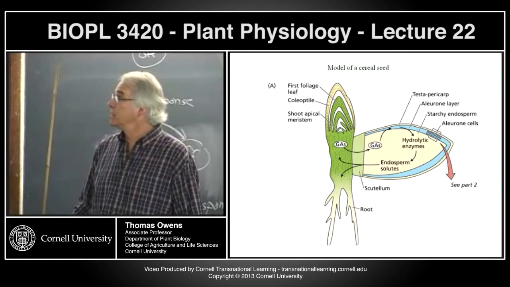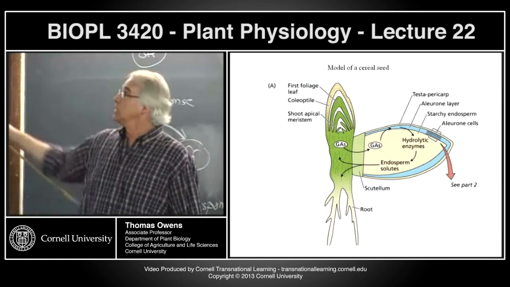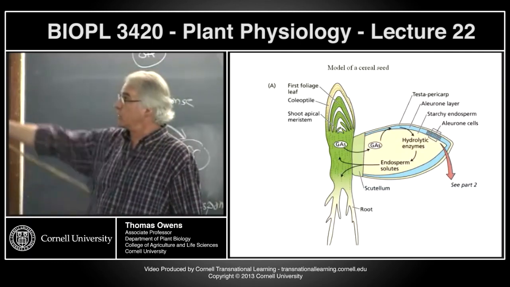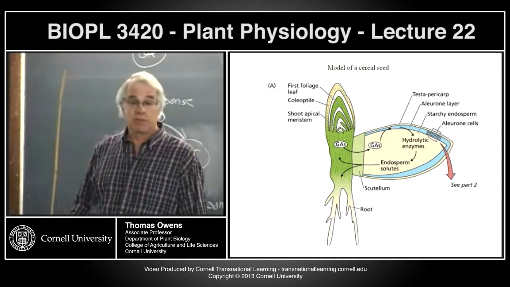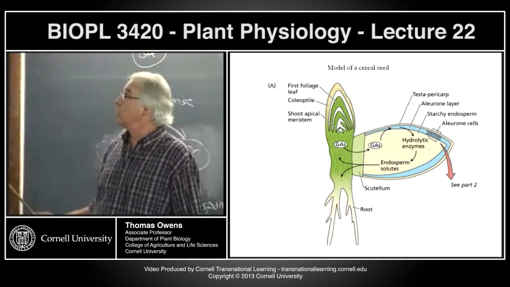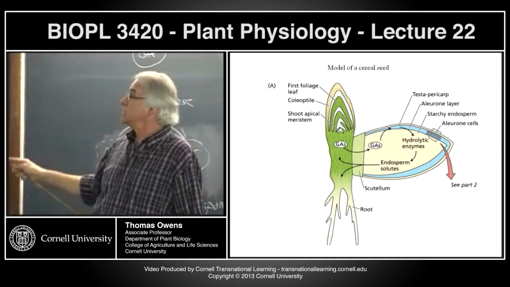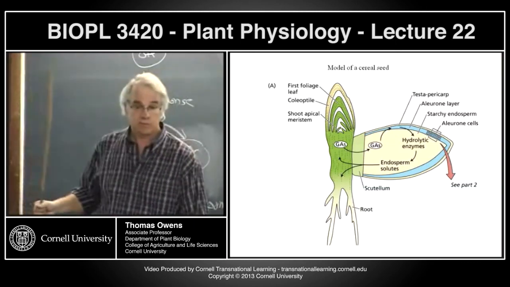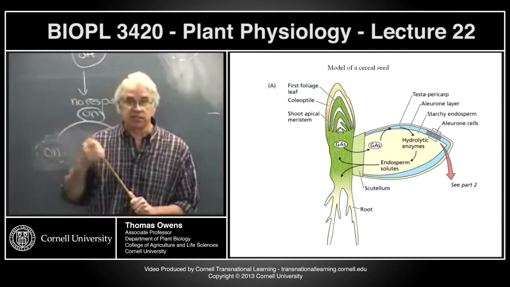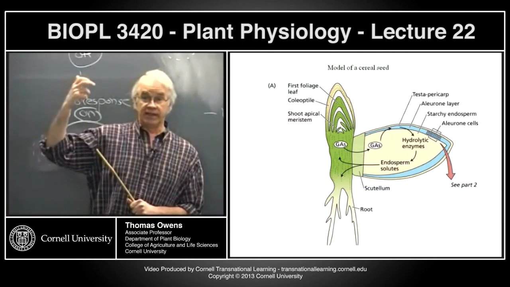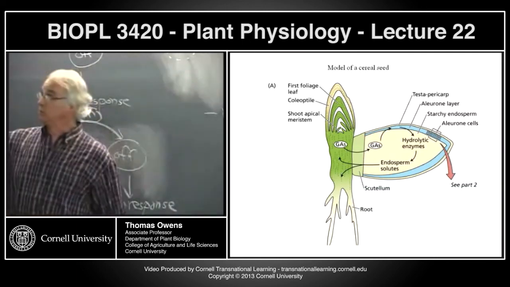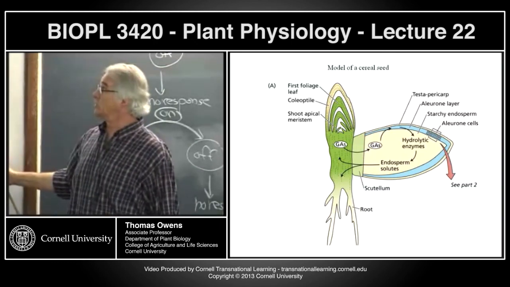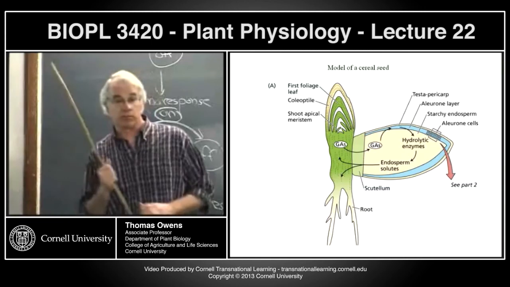So one of the things that has to happen here is that the hydrolytic enzymes have to be produced to break down the polymers in the endosperm so they become mobile and available for the embryo to grow. And the layer of cells in the seed that produce the hydrolytic enzymes is called the aleurone. So the aleurone layer is the group of cells that is responding to the gibberellins that are produced by the embryo when it germinates, and are producing the hydrolytic enzymes that break down the endosperm.